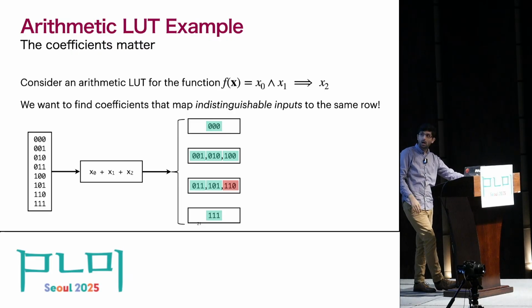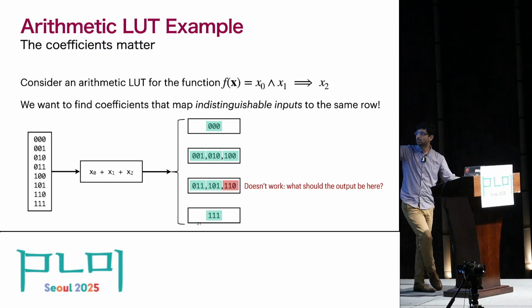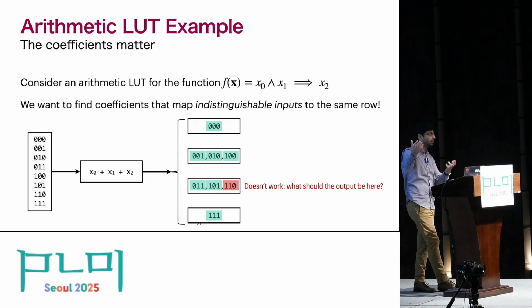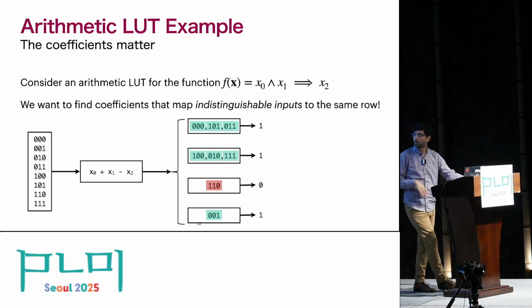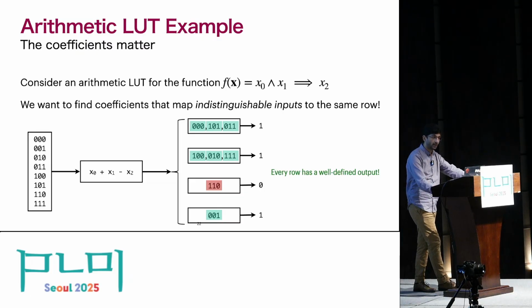So here, if I set all of my coefficients to 1, it turns out it doesn't actually work. Because, for example, this third row, 0, 1, 1 and 1, 1, 0, are 2 inputs that'll both end up in the same row, but they're supposed to correspond to different outputs. And so there's not a nice answer of what output I should actually put in this row of the lookup table. But if I pick a different set of coefficients, 1, 1, and -1, it turns out that everything separates cleanly, and now every row either has all greens or all reds. So every row has a well-defined output.